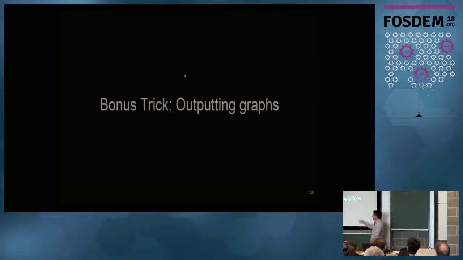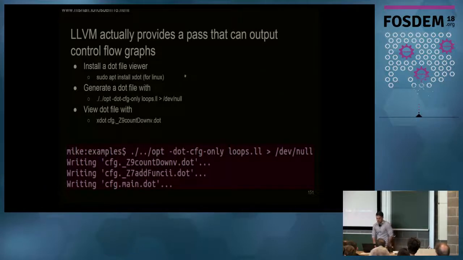Okay. Here's a little bonus trick on outputting graphs. LLVM actually provides a pass for us that can output control flow graphs. So a control flow graph, if I'm looking at a function, what paths can it take? Where does it branch? Okay, so to do this, install some dot file viewer. That's the format, DOT files. I prefer xdot, works pretty well. And we'll view the dot file for the countdown, or remember count up function, and see what's going on.